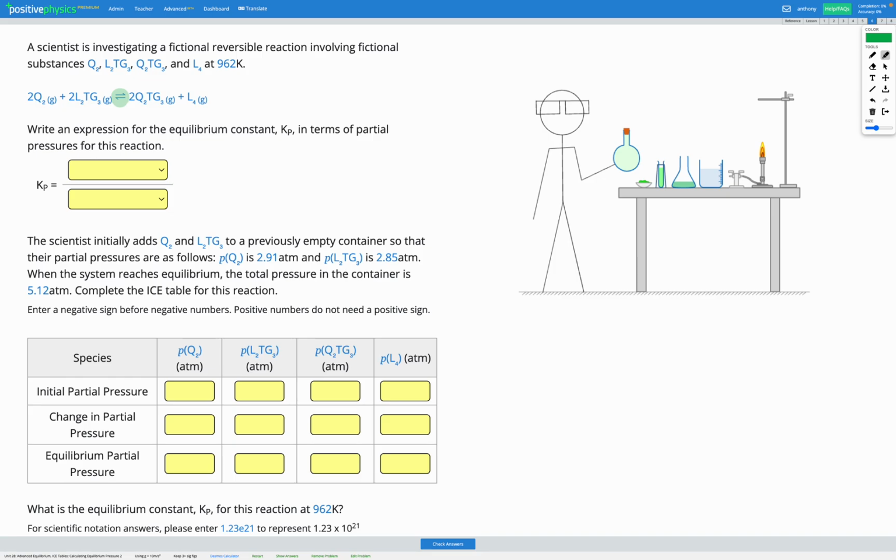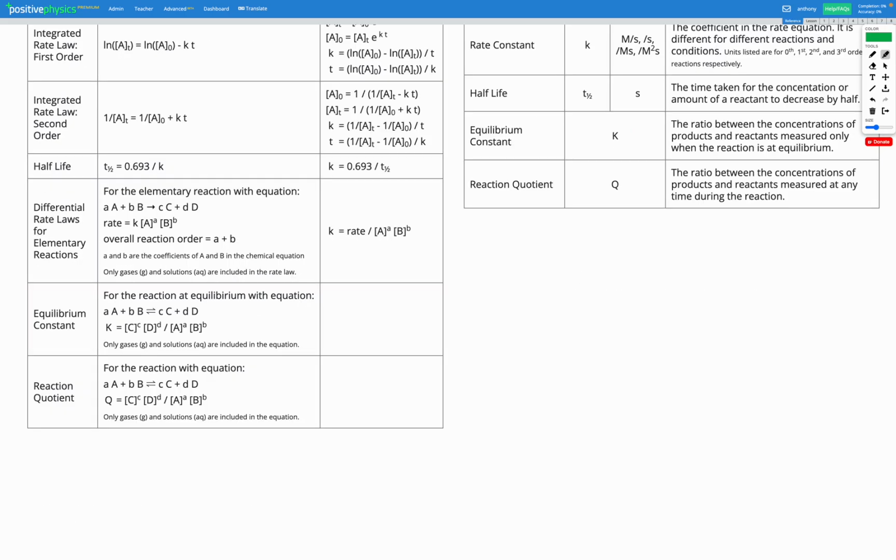Our first step is writing an expression for the equilibrium constant, Kp, in terms of partial pressures for this reaction. So this is going to work exactly the same way as on our previous question. Here's our expression for equilibrium constant. So we have our products in the top of the fraction to the power of their coefficients. We have our reactants in the bottom of the fraction to the power of their coefficients. But because we're asked for Kp instead of K, instead of those concentrations in there, it's going to be the pressures. Only gases are included in the Kp equation.